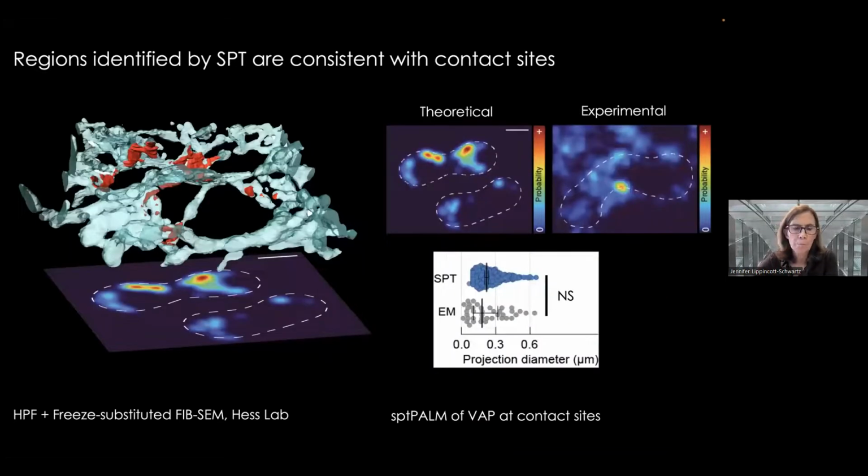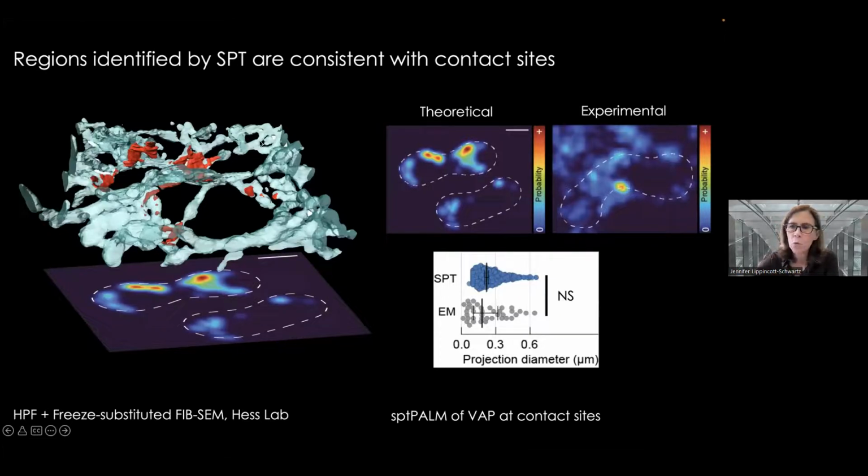What's more, basically the size and shape of these contact sites that we're identifying using single particle tracking are very similar to what we see using FIB-SEM. So in this left image here, this is a FIB-SEM reconstruction of ER, and in red are ER-mitochondrial contacts. I'm not showing the mitochondria in this image for the purpose of just looking at these contacts, but we know from the FIB-SEM image, these are the contact sites.